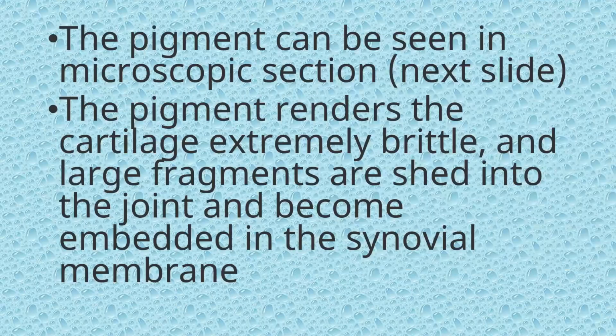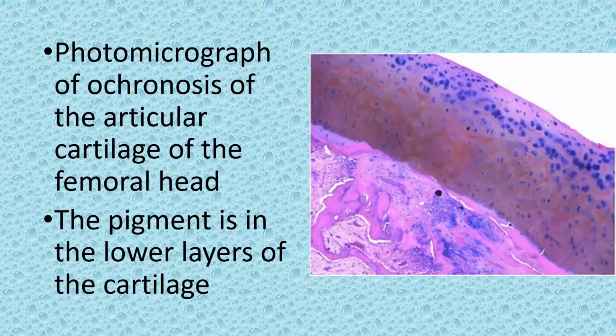The pigment can be seen in microscopic sections. The pigment renders the cartilage extremely brittle, and large fragments are shed into the joint, and they become embedded in the synovial membrane. This shows you brown pigment being deposited in the articular cartilage of the femoral head. The pigment is in the lower layers of cartilage.